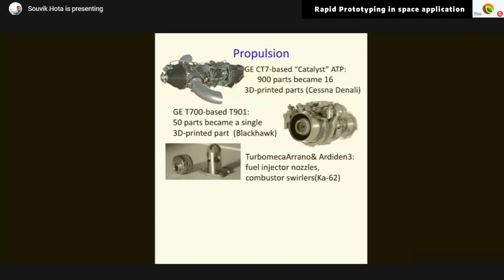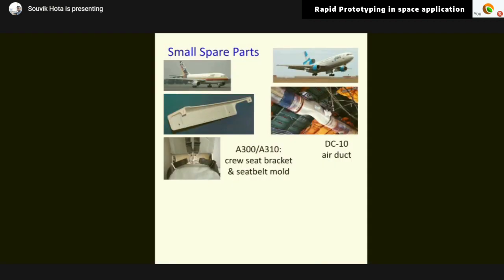But nowadays, with the help of rapid prototyping and 3D printing, we are using some smaller parts or a single part, which takes much less time, reduces the cost, and also increases the efficiency of that part. Now some smaller parts also for the A300 aircraft, Airbus 310 aircraft, crew seat brackets, seat belts, molds, and DC-10 aircraft air ducts have also been made with the help of this 3D printing technology.